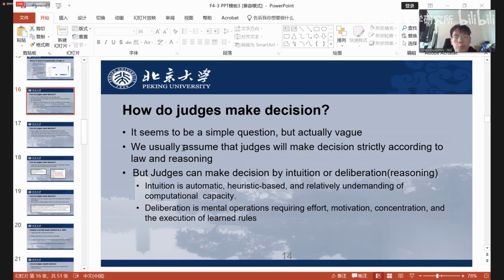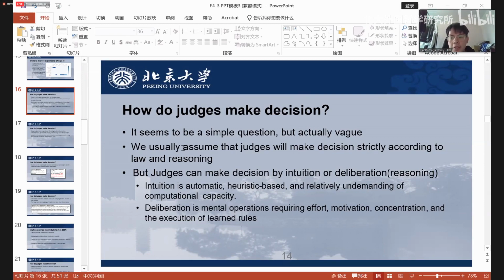So we can move into the third part of my presentation. The AI researchers work to improve the explainability and to build the AI model. But actually, do they really know how judges will make their decisions?